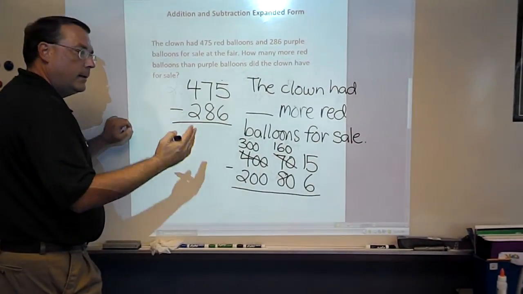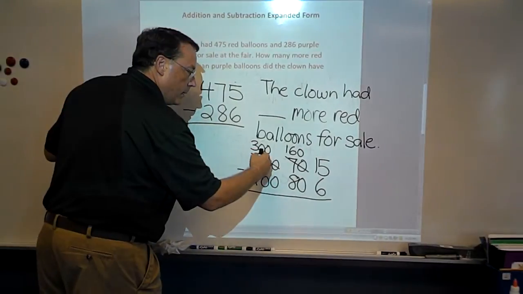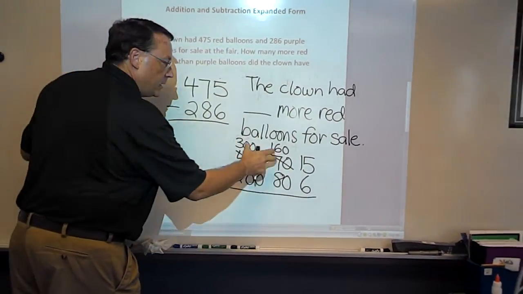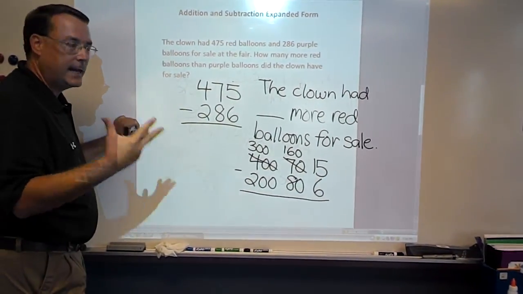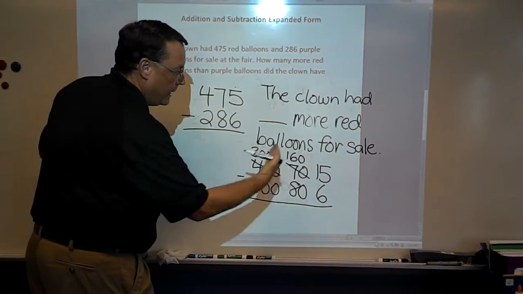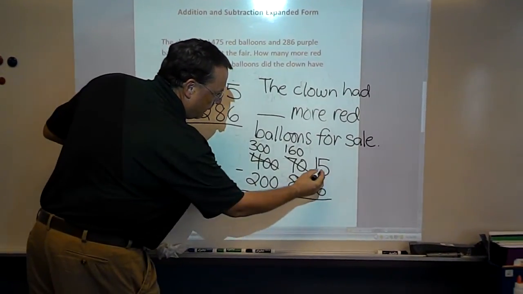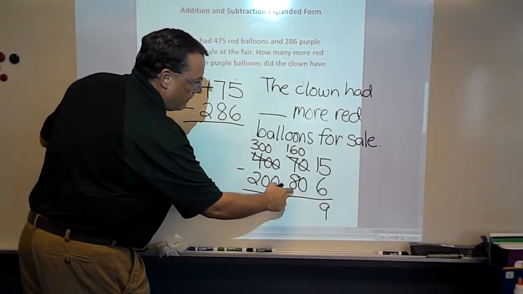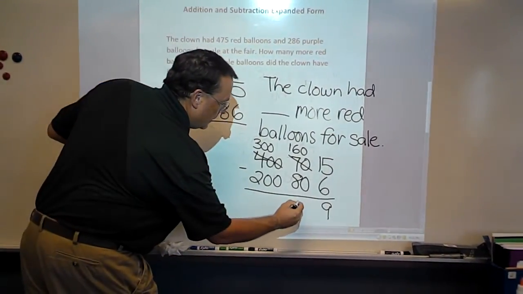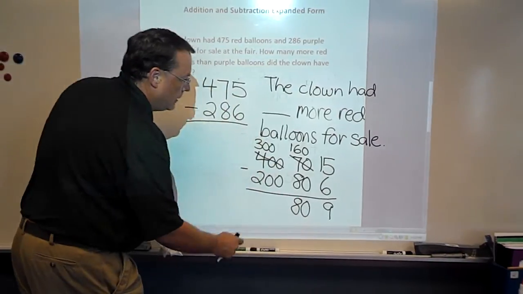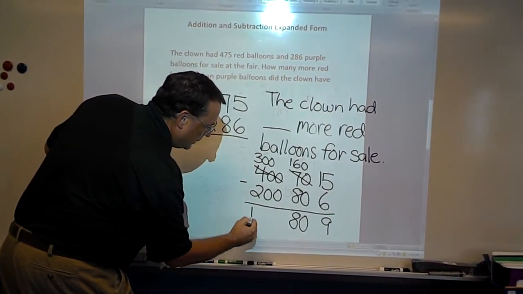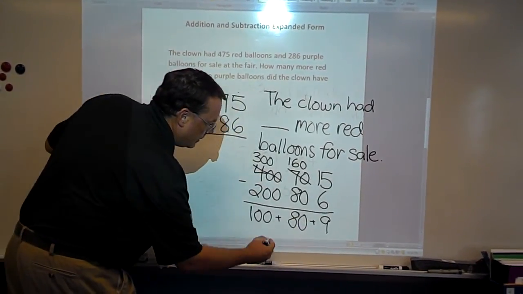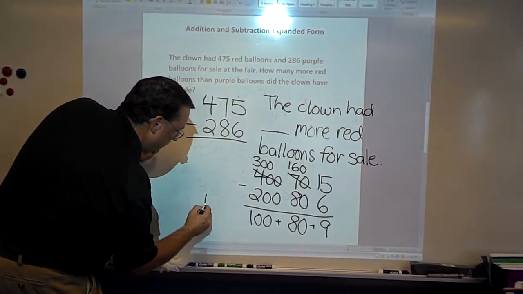So now when I look at that, boys and girls, is that the same number? Is that still 475? Yes, I've just built it a different way. It still has the same value. Now I can go back and subtract my ones. 15 minus 6 is 9. 160 minus 80 is 80. And 300 minus 200 is 100. Add those together.